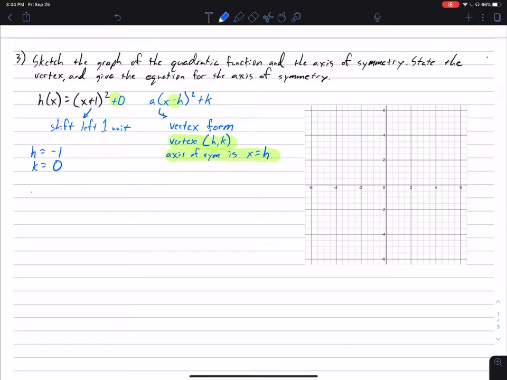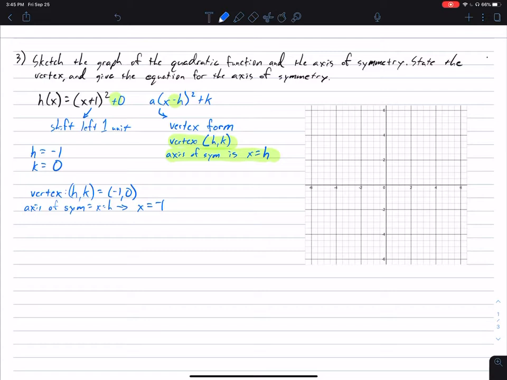So first thing I can state, my vertex is h, k. So remember h, k. So that tells me my vertex is going to be negative 1, 0. And then my axis of symmetry is equal to x equals h, which tells me that the axis of symmetry is x equals negative 1.